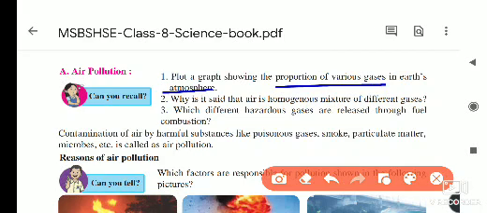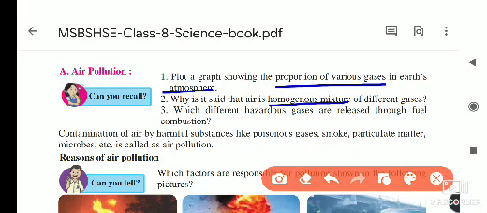Why is it said that air is a homogeneous mixture? As you all know, a homogeneous mixture means a mixture which is uniform all over. It is uniform. We cannot say that this is a particle of oxygen, this is a particle of nitrogen, this is a particle of carbon dioxide. We cannot say it. That's why air is a homogeneous mixture. It is a mixture of gases, and it is homogeneous because we cannot separately tell the particular gases.